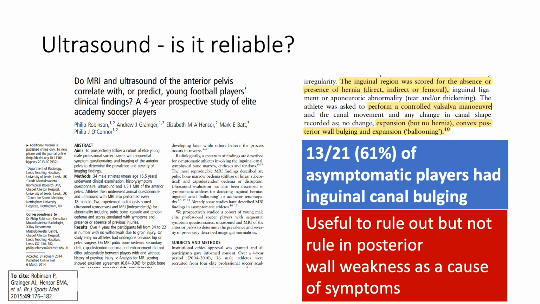In this particular study here, we can see that 61% of asymptomatic players who had no pain around the groin, you could still observe bulging on ultrasound within the inguinal canal. As a result, ultrasound can be very useful, as I said, to rule out hernia as a cause of pain, but presence of a hernia on ultrasound doesn't necessarily rule it in as the cause of the athlete's pain.